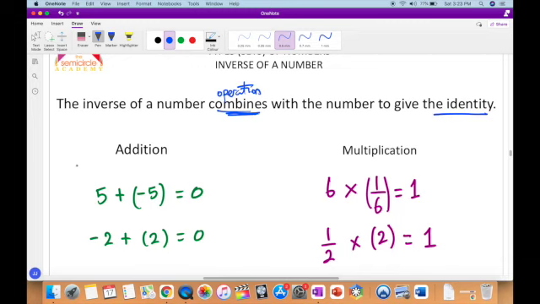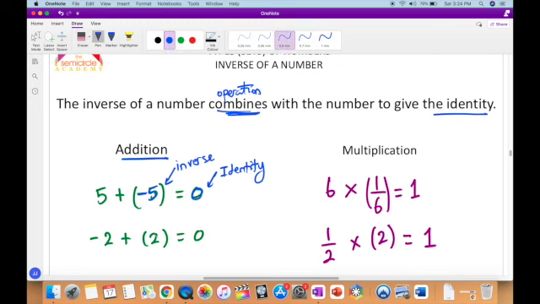Right? So, for example, in addition, right, I have the number 5. If I add that to -5, I will get 0. 0 is the identity for addition. So since I add 5 to -5 and I get 0, we could say that -5 is the inverse of 5, right? So we have 5 plus -5, and if we have -2 and we add 2, then we'll get 0.